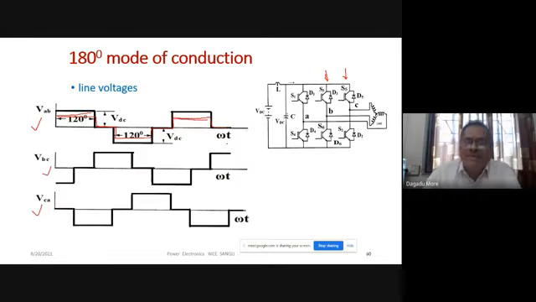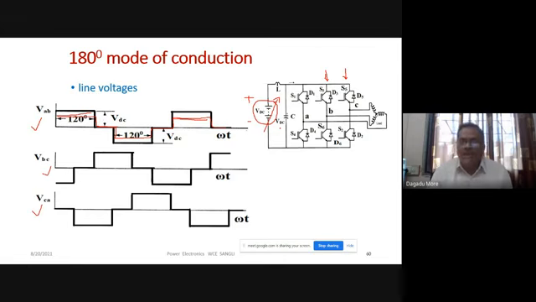We have to change the VDC. So what option is available? The option available is we have to change the magnitude of the supply voltage. We want to vary this magnitude. So output voltage is controlled by controlling the DC input voltage.